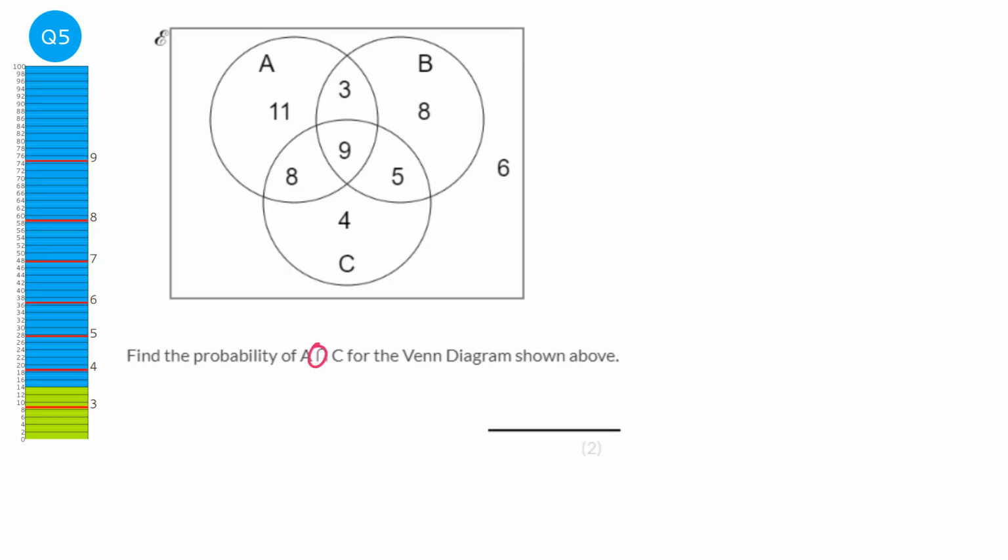So the symbol here basically means "and", and the way I remember it is if you draw that symbol and just put a line through it, you can make the word "and".